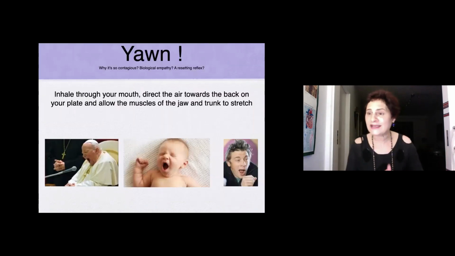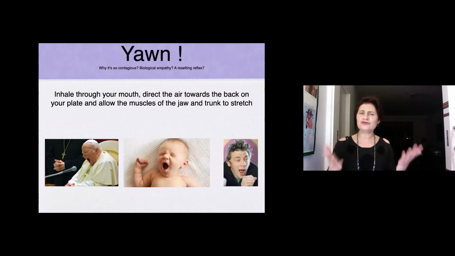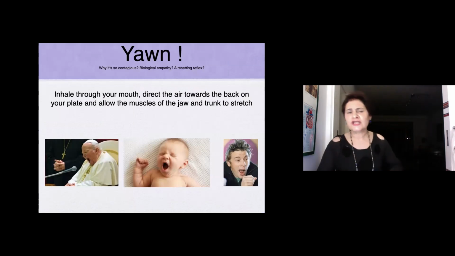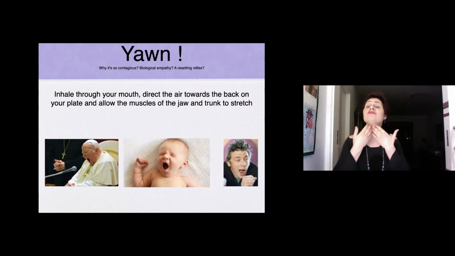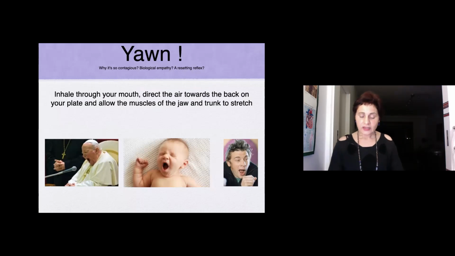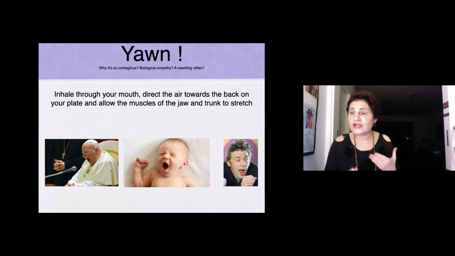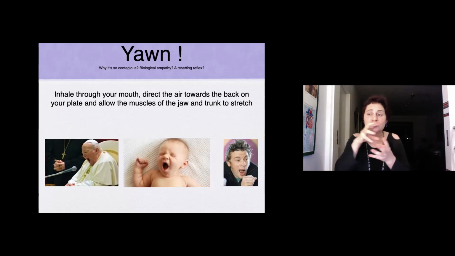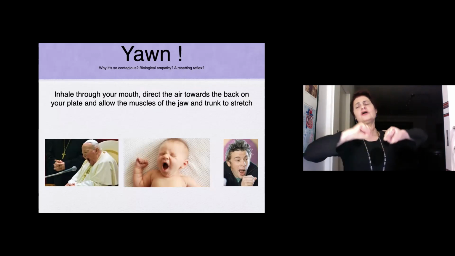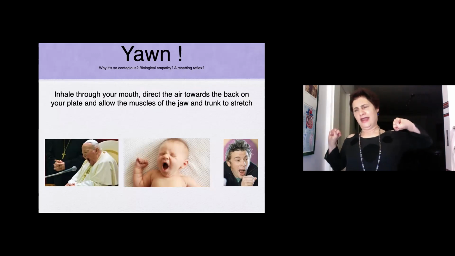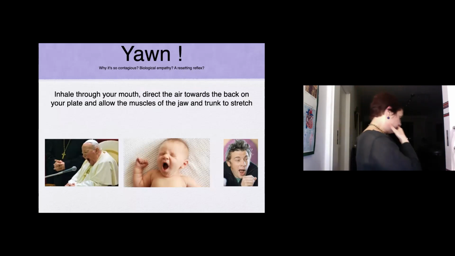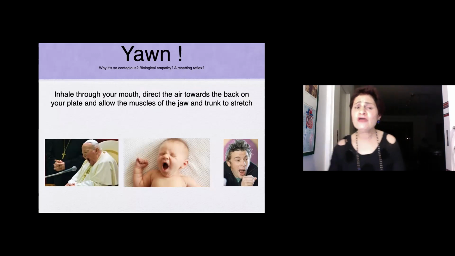Now, let's go back and yawn again. Why is it so contagious? So try to yawn. Inhale through your mouth, directing the air towards the back of your palate. Try to keep your mouth open and feel the freshness of the air on the top of the palate, and retract your tongue a little bit. Now try to look at those images, so maybe they can inspire you.